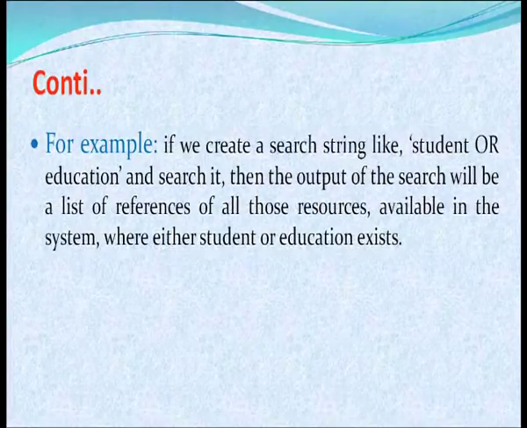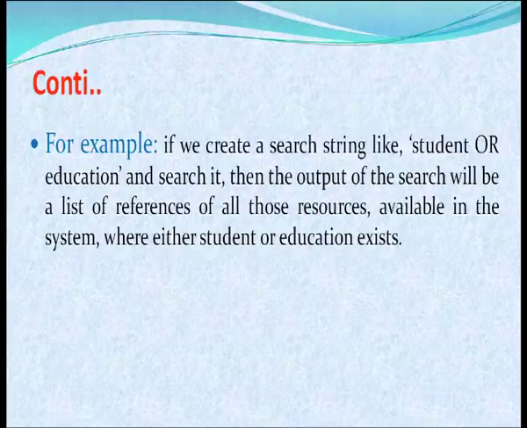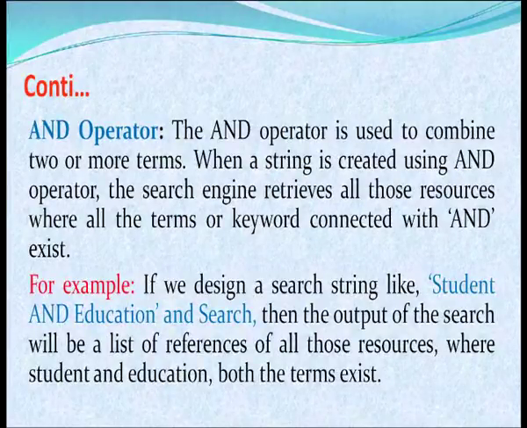For example, if we create a search string like student OR education and search it, then the output of the search will be the list of references of all those resources available in the system where student or education exists. Next, we use the AND operator, which combines two or more terms.